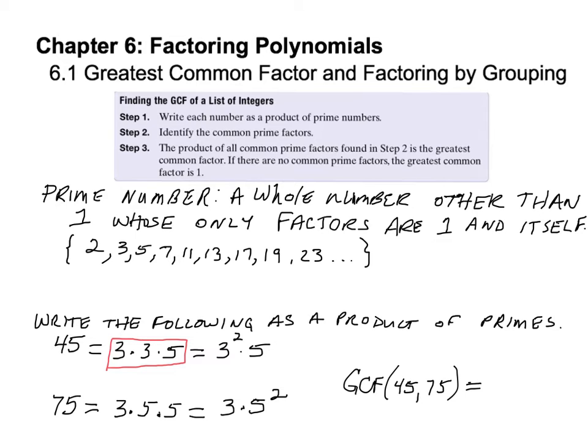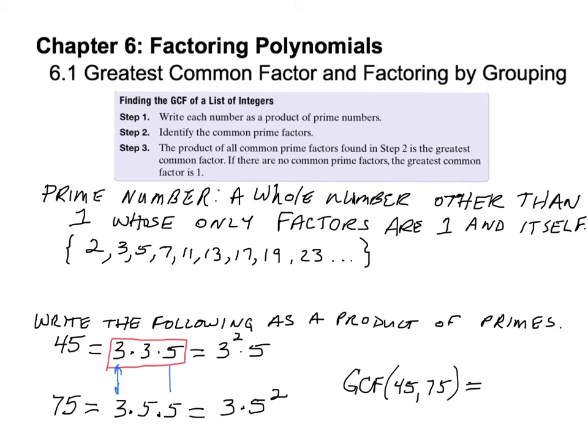Look at the product of primes. One of them has 3 squared times 5. The other one has 3 times 5 squared. Now what do they have in common? In common, greatest common. They both have a 3.